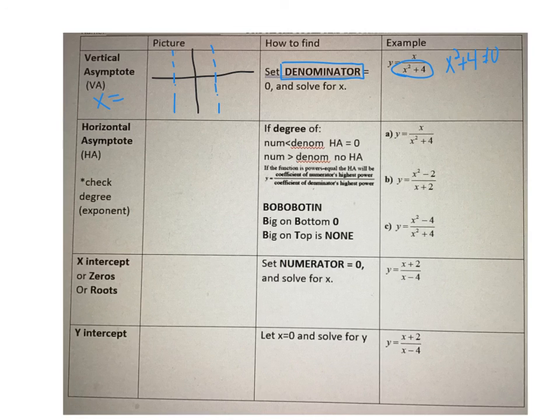Cannot equal 0. So if we add 4 to both, actually let's change this to a minus. To make this problem easier for us, we're going to make this a minus. My bad. Let's make that a minus. That will make it easier for us.